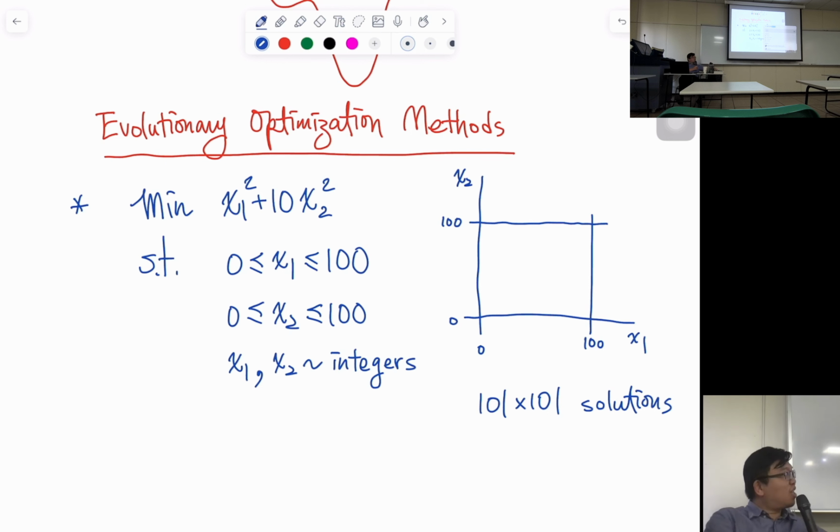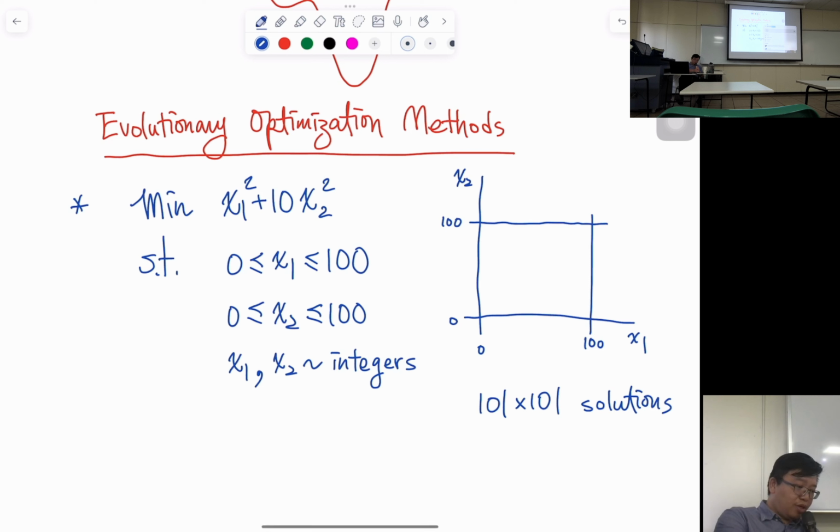So 101 times 101 is 10,201, right? So we can try 10,201 positions, and there is the best one, of course. Let me try to put a constraint function here.